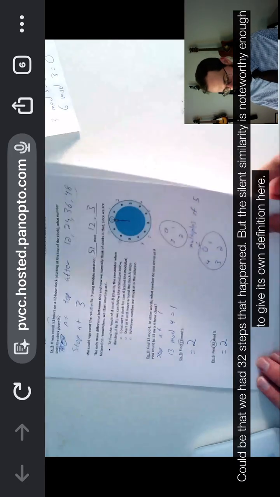So again, thinking back to that computing idea, that doing an operation within a loop a certain number of times might take us to a certain step. If we have a cycle of 5, doing 27 steps or 32 steps within that cycle is going to get us ending on the same spot. In that circumstance, we could note that there's a similarity between 27 and 32. If we knew that we were at that step within the program, it could have been that we had 27 steps that happened, could be that we had 32 steps that happened. But the similarity is noteworthy enough to give its own definition here.